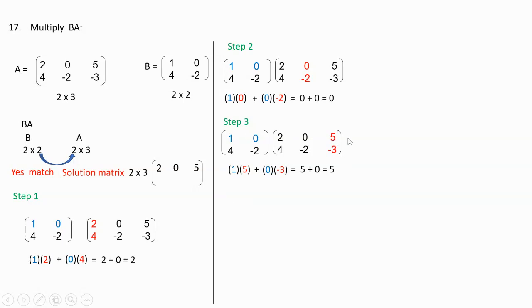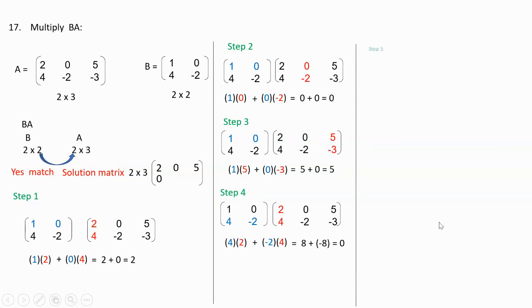Since we don't have any more columns to multiply by the first row, now step 4, we're going to use the next row, which is row 2, highlighted in blue. Now I'm going to repeat the process. I'm going to start by multiplying times column 1. 4 times 2 plus negative 2 times 4. It's going to give us 8 plus negative 8, which is 0. So 0 will go in the second row, first column.